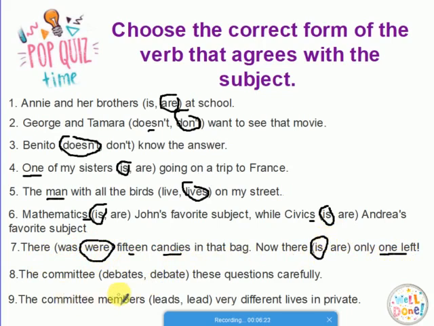The committee debate these questions carefully. Committee is a collective noun, and here it is singular, because it's acting as one, if you refer to rule number 4. So it is the committee debates. Whereas in 9, the committee members lead very different lives. I have committee members, therefore the verb is plural because I have a plural subject.